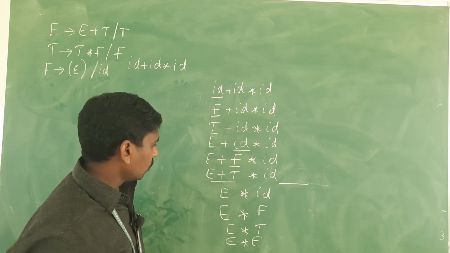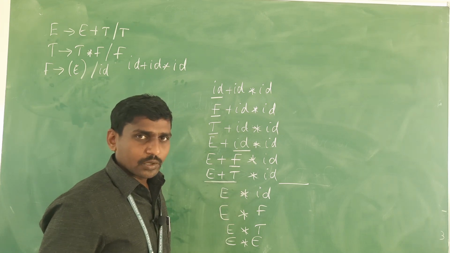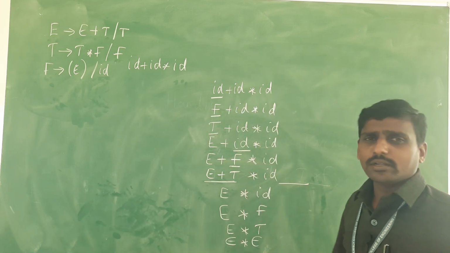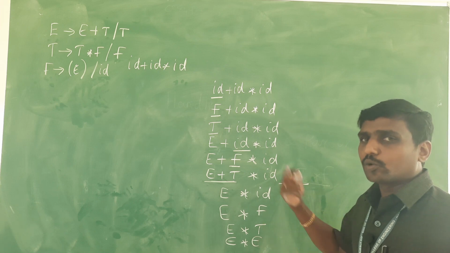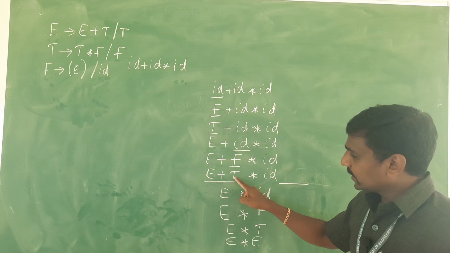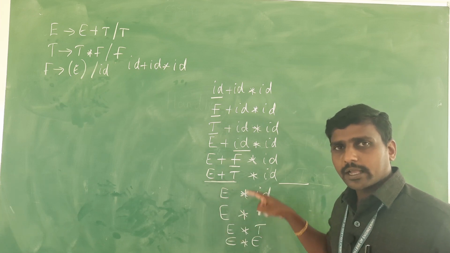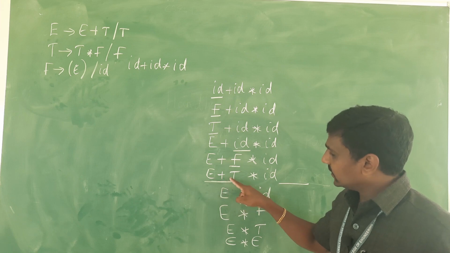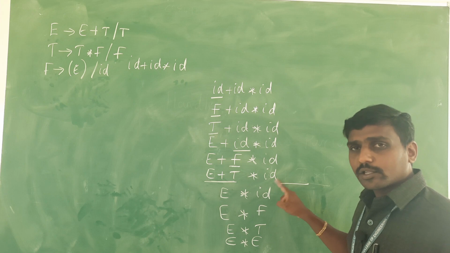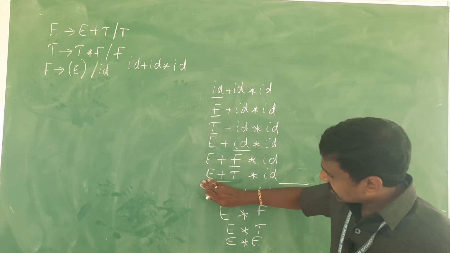So here, even though I have a handle, the string cannot be derived. Even though we have a handle, we go for another reduce, another handle. See, till this it is okay. So E plus T has a handle, but I am not going to replace E plus T. Okay, this is the drawback. Even though E plus T has a handle, I am going to check another handle, this ID. So I am not going to replace E plus T with E.